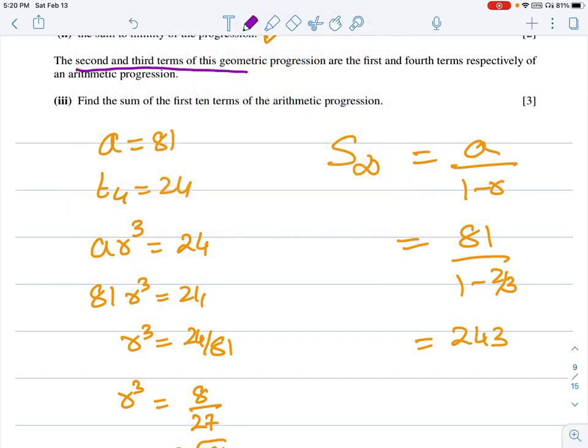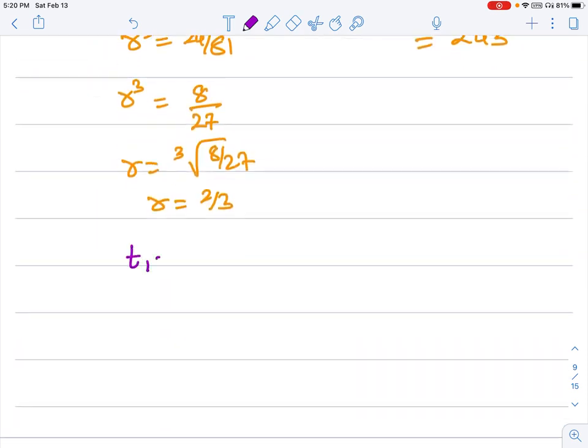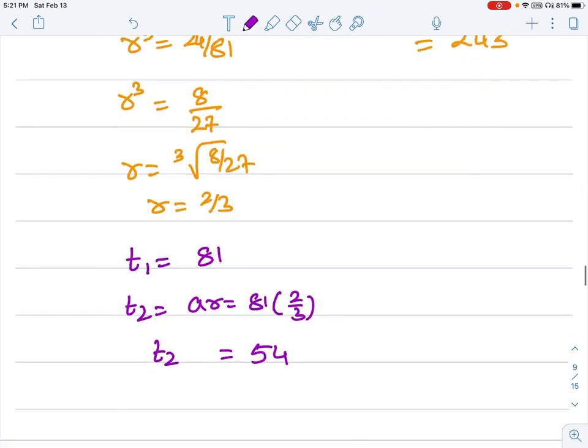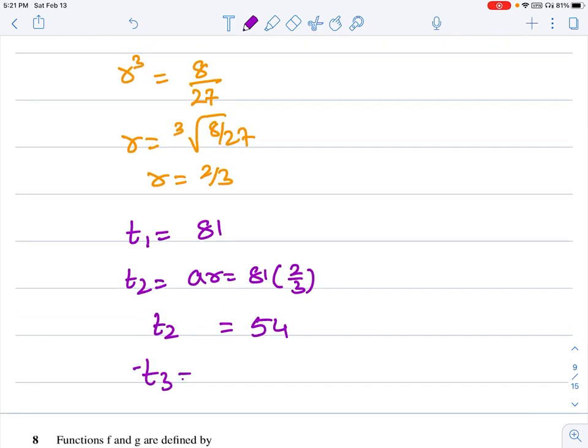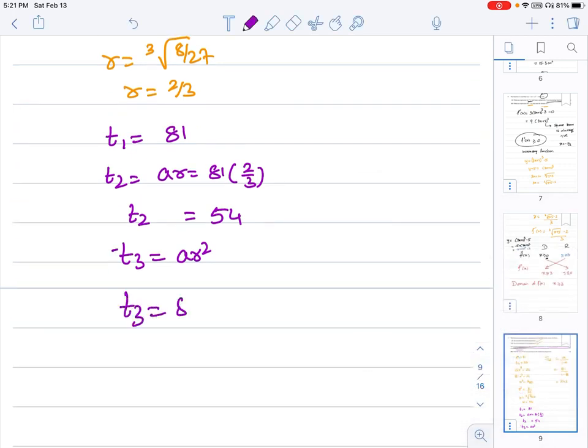Next part of the question. The second and third terms of the geometric progression are the first and fourth terms respectively of an arithmetic progression. The first term of the geometric progression was 81. The second term is ar, which is 81 times 2 upon 3, which becomes 54. The third term is equal to ar squared. So a is 81, r is 2 upon 3 whole squared, 9 cancels, 9 fours are 36, the third term.